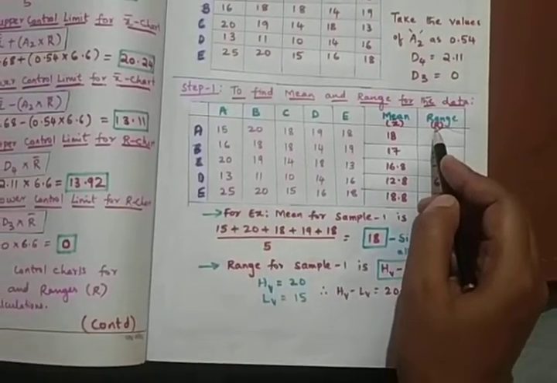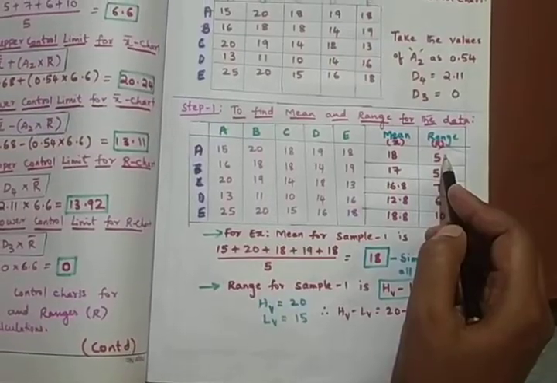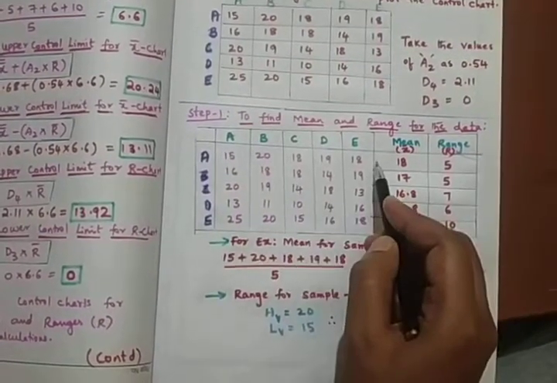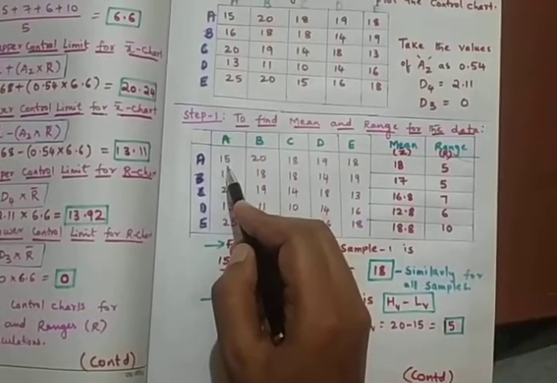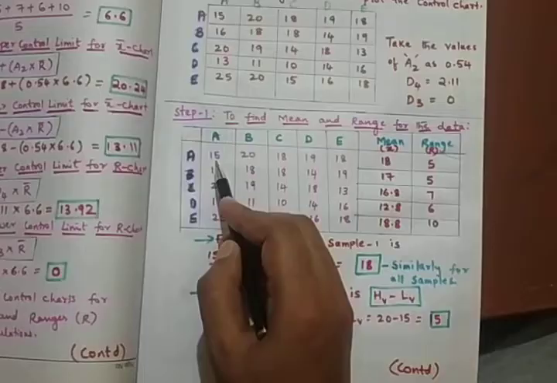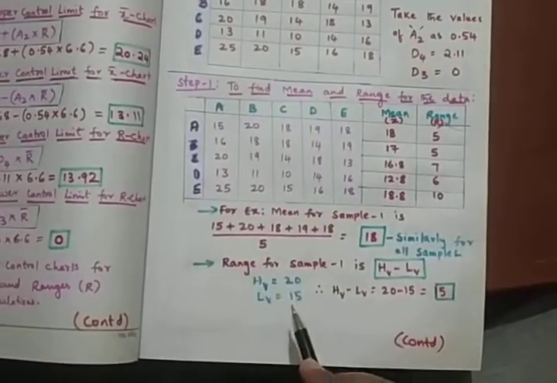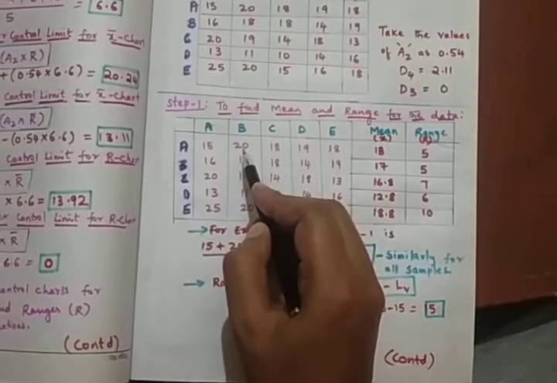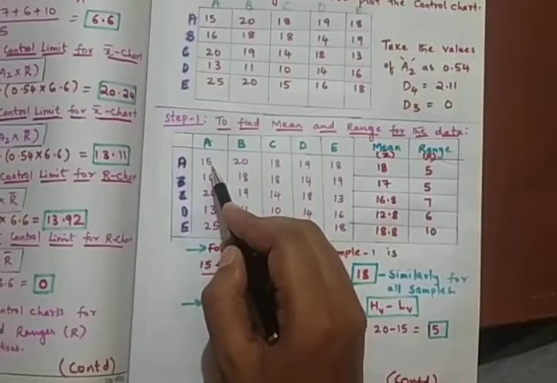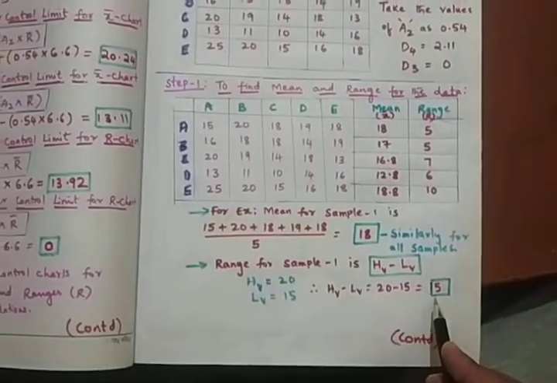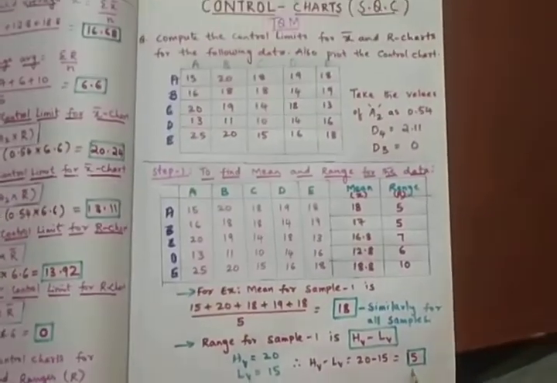The second one is to calculate the range. How to calculate the range value is, you need to select the highest value for that particular sample, and you need to select the lowest value. The difference between the highest and lowest value gives you the range value. So for sample 1, the highest value is 20, and the lowest value is 15. 20 minus 15 is obviously 5, right? So this is the way.